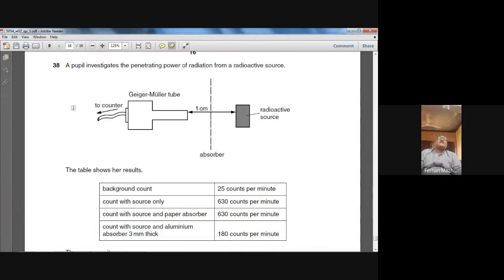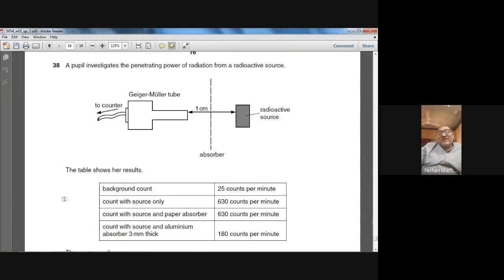A pupil investigates the penetrating power of radiation from a radioactive source. So here we have a radioactive source and here I have the Geiger-Müller GM tube. The table shows her results. Background count 25, count with the source only 230. The count with the source and the paper: you put a paper between the source and the detector and the reading has not changed. It's still 230.